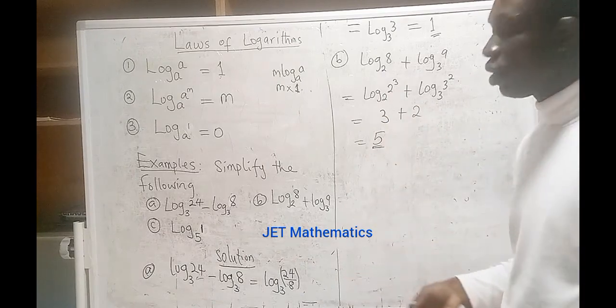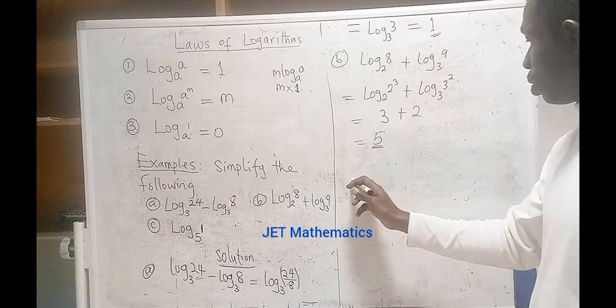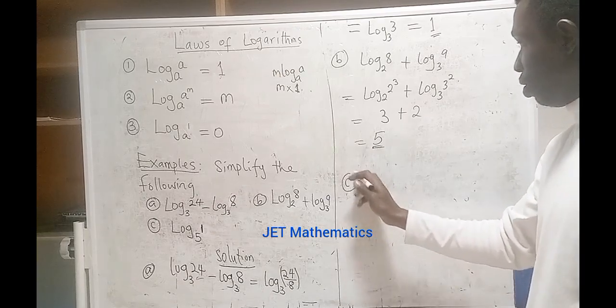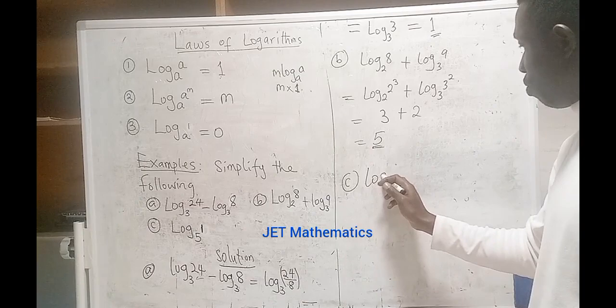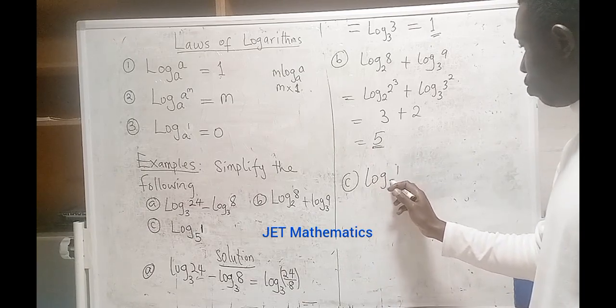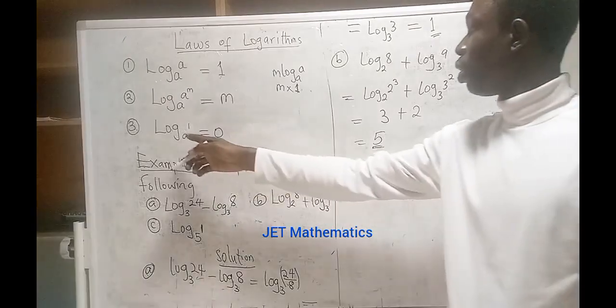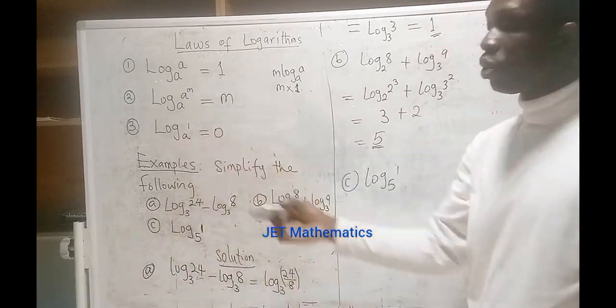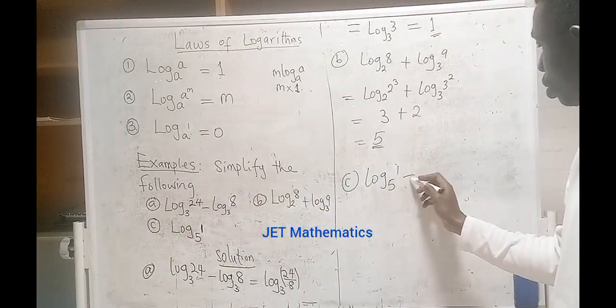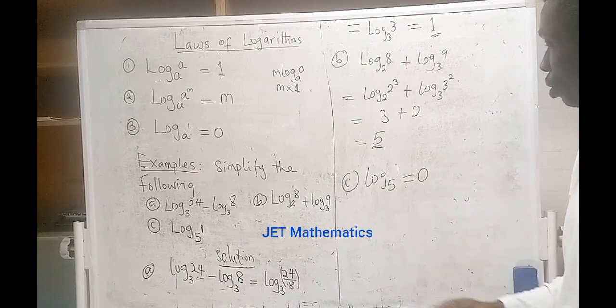Lastly, and that is pretty easy, log 1 to base 5. So we said log 1 to any base is equal to 0. So this gives us 0.